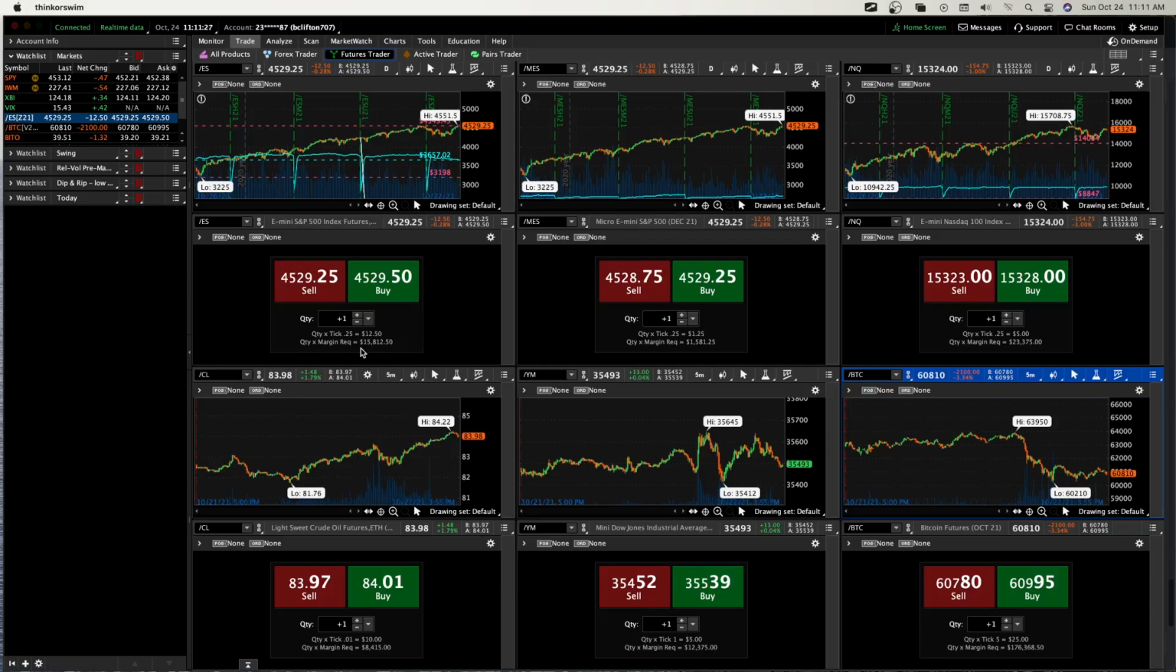So if you have an account that is $10,000 in size, well, on TD Ameritrade anyway, you wouldn't be able to trade even one E-mini contract.